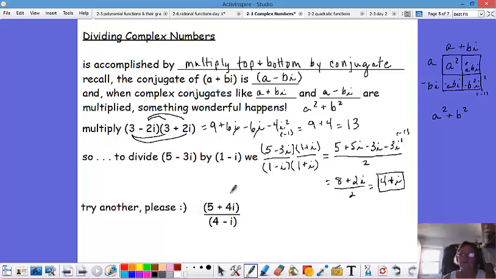This again would be a great place for you to stop the video and make sure that we come up with the same thing. Going to multiply both top and bottom by 4 plus i, which is the conjugate of the bottom.